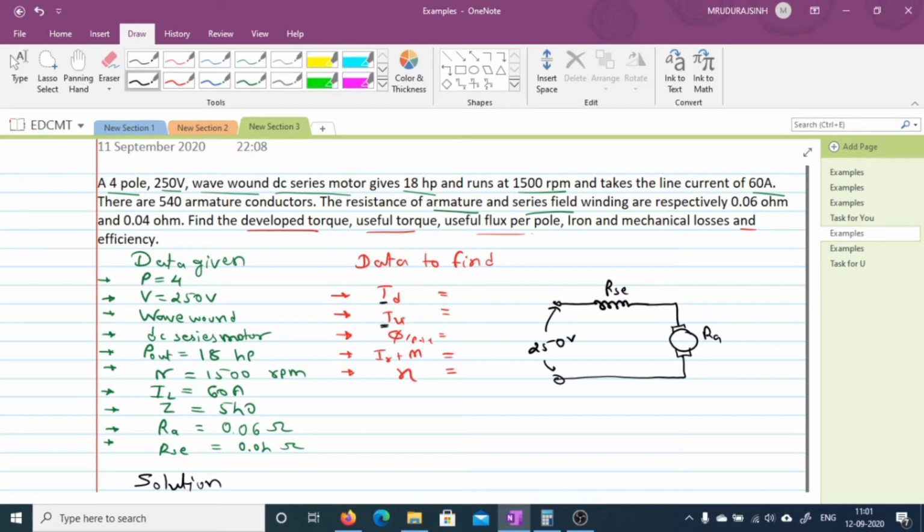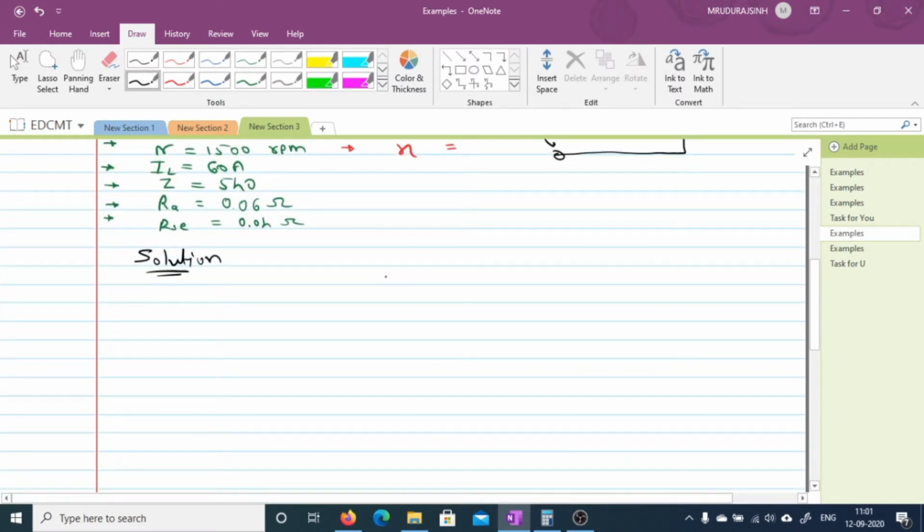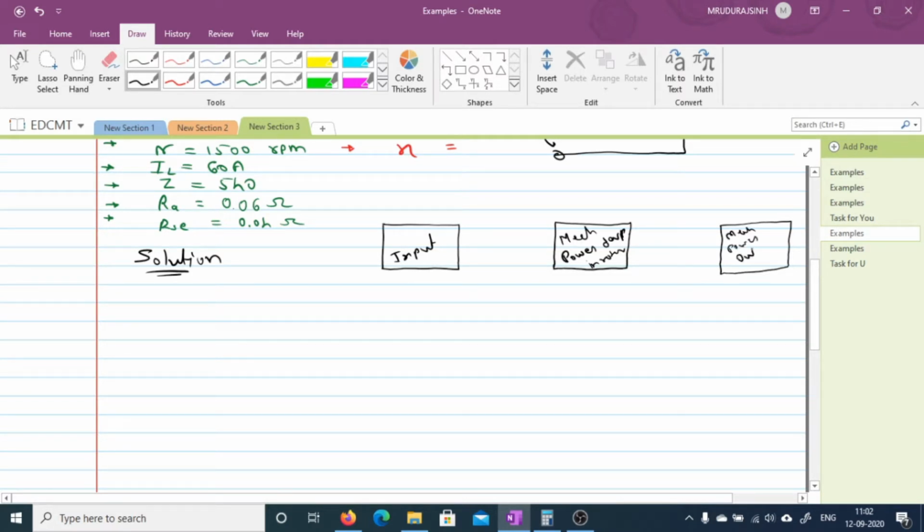To make you understand, I'll use this example. Maybe you are all aware of the power stage diagram of a DC motor. Basically, that diagram is divided into three stages: input stage, mechanical power developed in rotor, and mechanical power output.